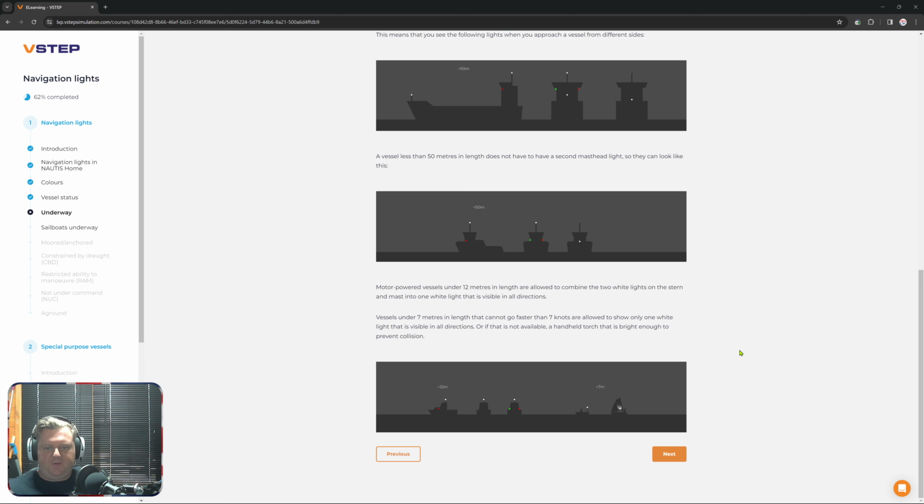Vessels under 7 meters in length that cannot go faster than 7 knots are allowed to show only one white light that is visible in all directions, or if that is not available, a handheld torch that is bright enough to prevent collisions. Oh wow, interesting.